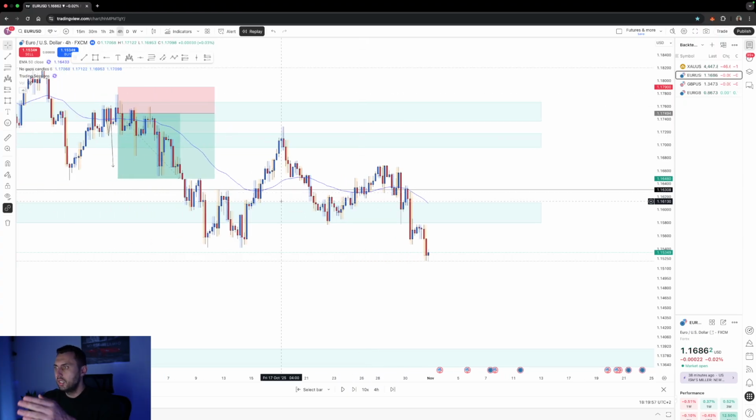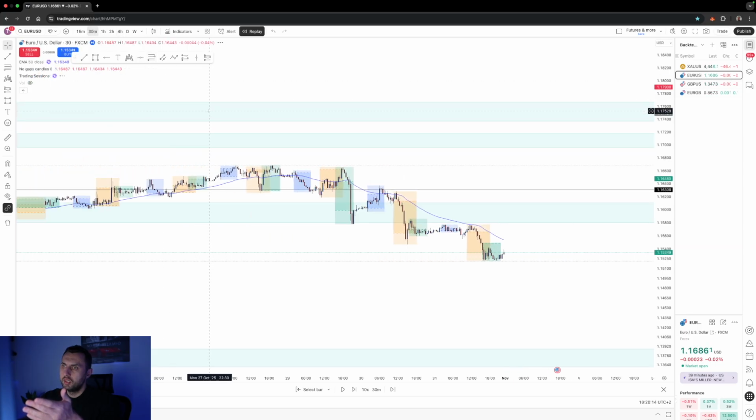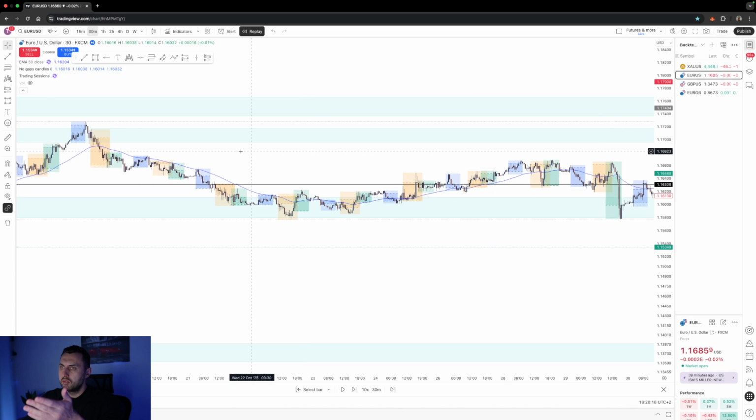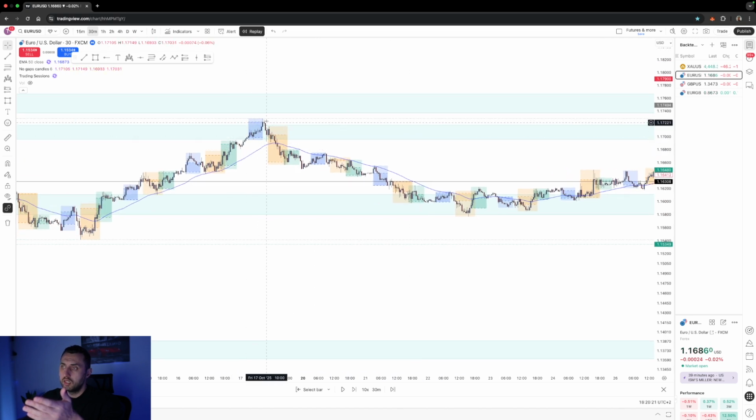On the 4 hour, we couldn't have entered because the price was not really clear in this zone. Just this rejection, but with the price bullish on the 4 hour, for me it was not enough. Let's see on 30 minutes. Yeah, on 30 minutes we can see that we have had a shift.